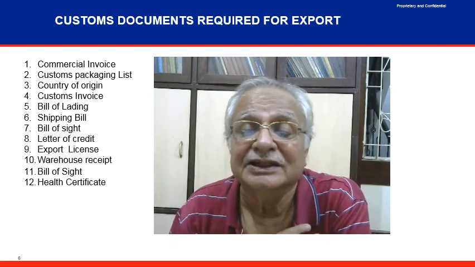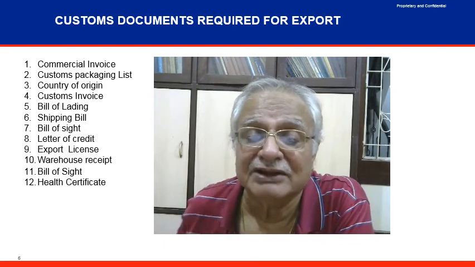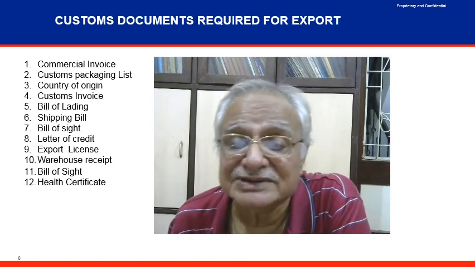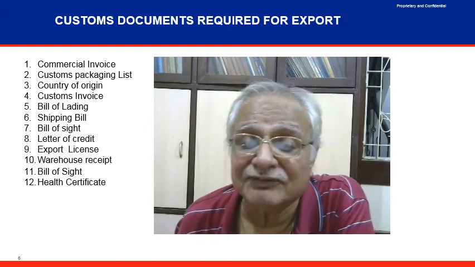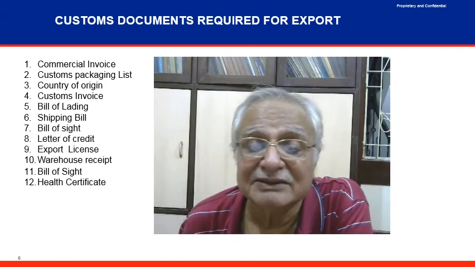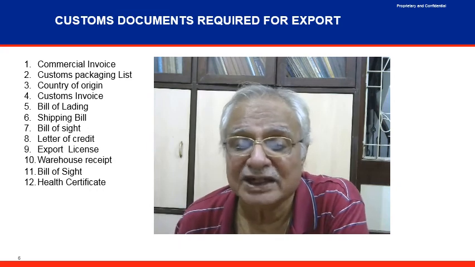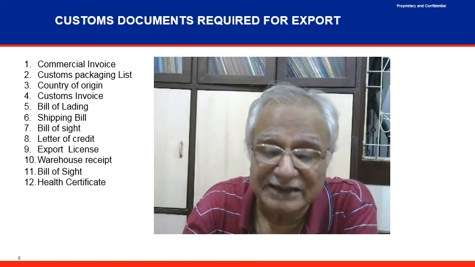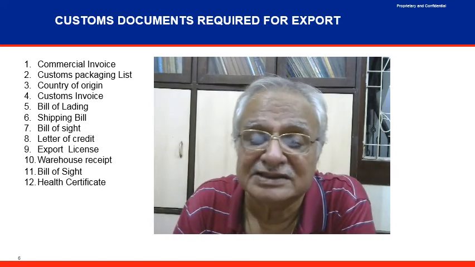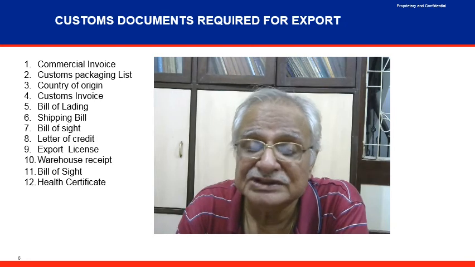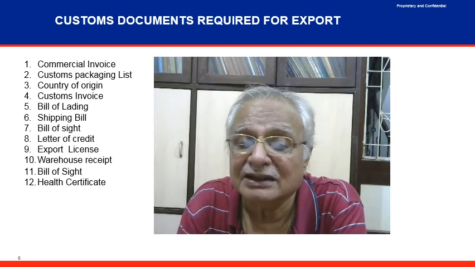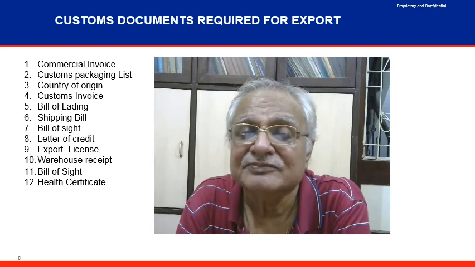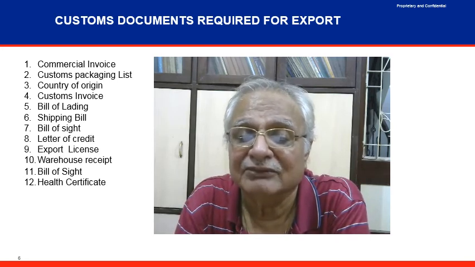Then there is a bill of lading. Of course, it is a receipt of cargo received by a vessel. It is prima facie evidence of cargo received on board. The bill of site we have already discussed. Letter of credit we have already discussed. Then there is a bill of exchange. There is an export license. The warehouse receipt we have explained. There is a health certificate. Many times you require a phytosanitary certificate or health certificate. So these are the various documents required at the time of export. Some of these documents we will discuss.